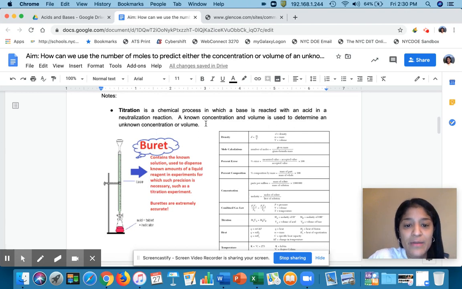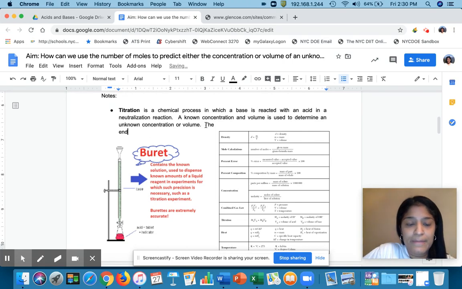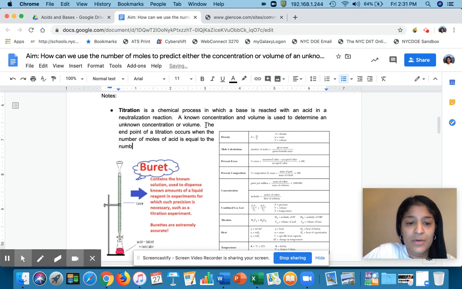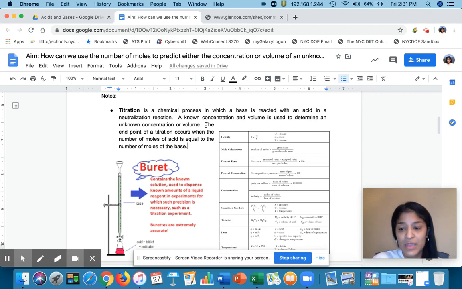What's important about titrations is that the endpoint of a titration occurs when the number of moles of acid is equal to the number of moles of the base. So that's the important thing. When the number of moles of the acid and the number of moles of the base are equal, then you have an endpoint. That's your titration.